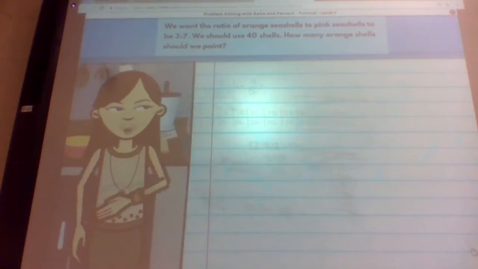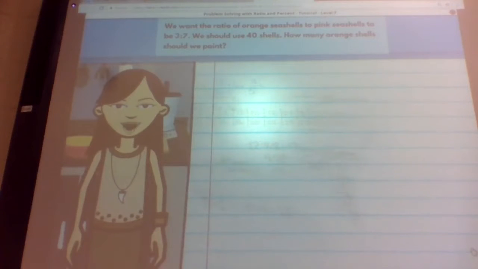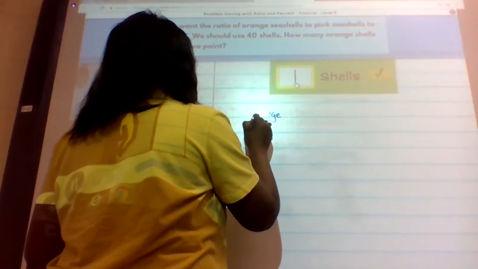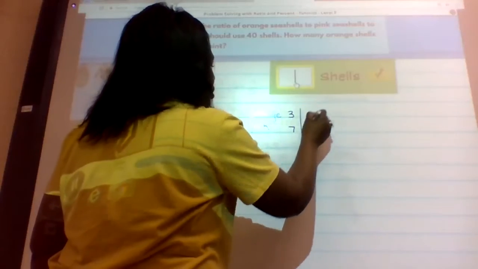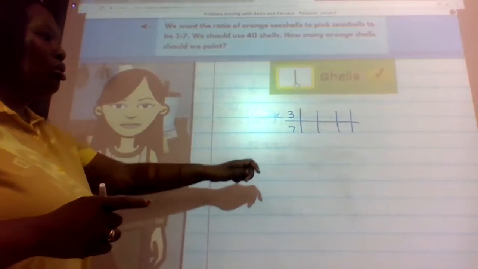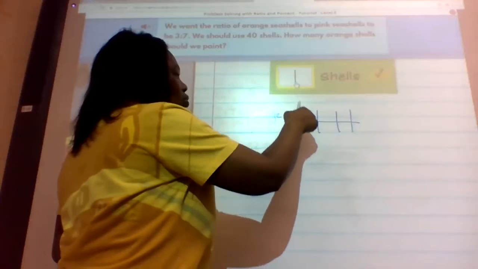We want the ratio of orange seashells to pink seashells to be 3 to 7. We should use 40 shells. How many orange shells should we paint? All right, so orange to pink, 3 and 7. How many is this total? 10. So what 2 numbers will go here?